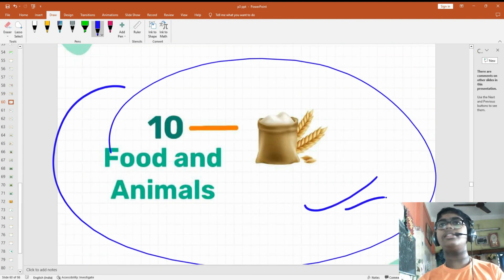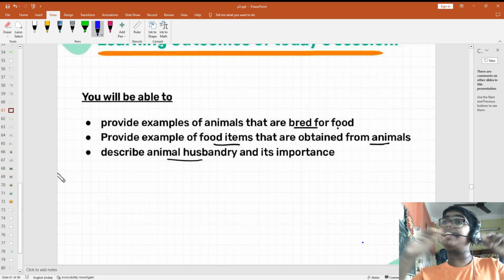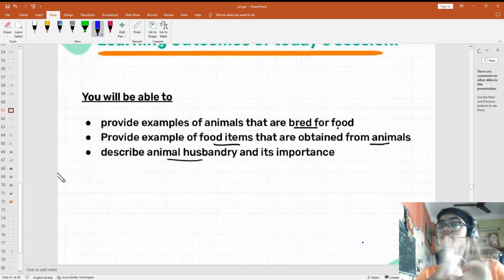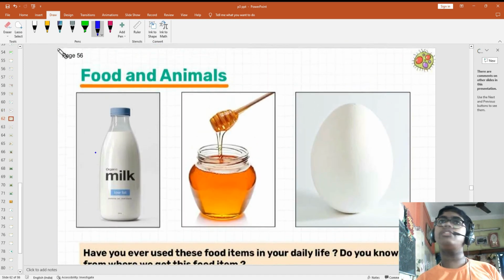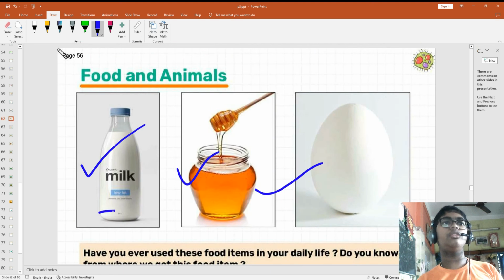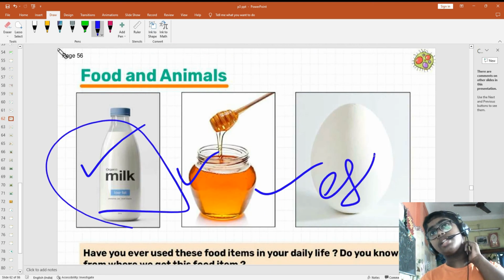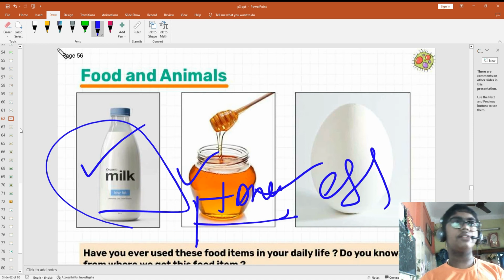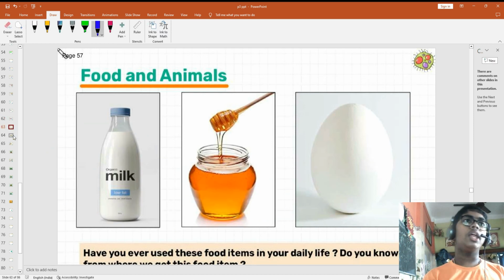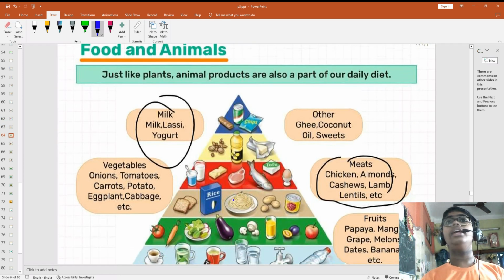फूड फ्रॉम एनिमल्स, animal husbandry के बारे में बात. So we have got the crops, we can now eat it. So understand the crop production. Now let's go to the food from animals. So you use this daily thing. You drink milk, you take egg, you take honey, you take ghee, right? So these are all obtained from animals.